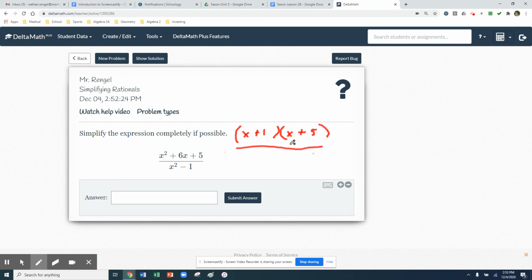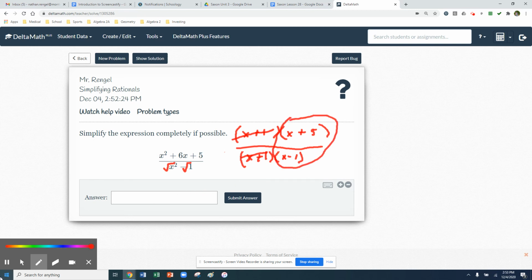Now I head to my denominator. Now if I look, I got x squared minus 1. X squared is an even power, so I can square root that. And then 1 is also a perfect square. Square root of 1 is just 1. So that's going to factor into x plus 1, x minus 1. Now from there, I look, are there any common factors? Yep, x plus 1, x plus 1. So there's going to be my simplified version, x plus 5 over x minus 1.